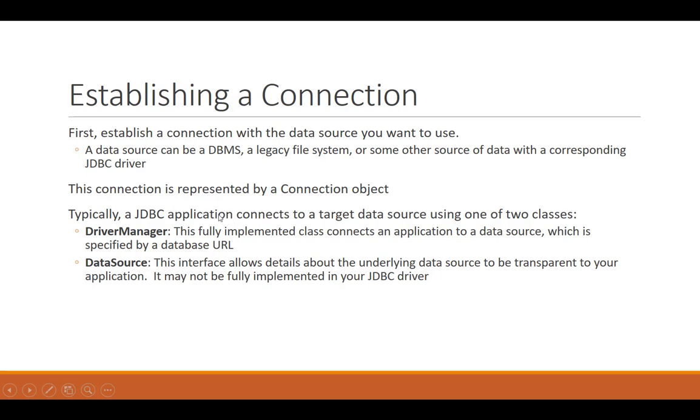Typically, your JDBC application connects to the target data source using either a driver manager or a data source class, one of those two. The driver manager fully implements the class and connects an application to the data source. And that's normally specified in a connection string, what we call a database URL, something that provides information about what host has the database, what the actual database name itself is, how you will authenticate, and a few other things. That connection string can really be tricky to troubleshoot sometimes.